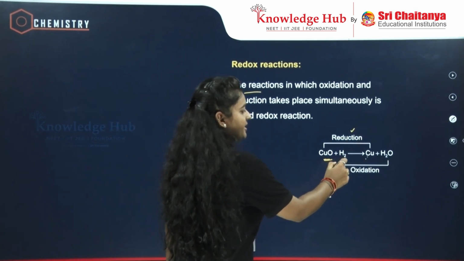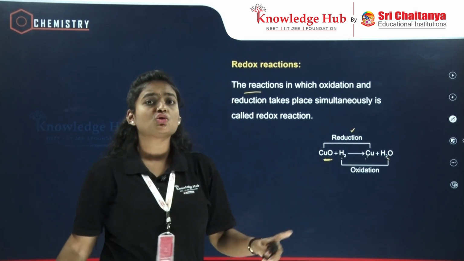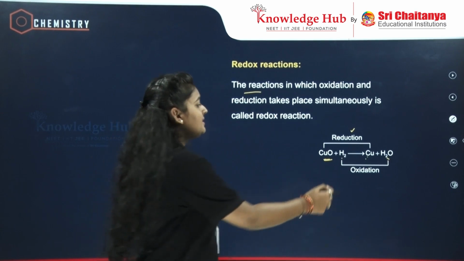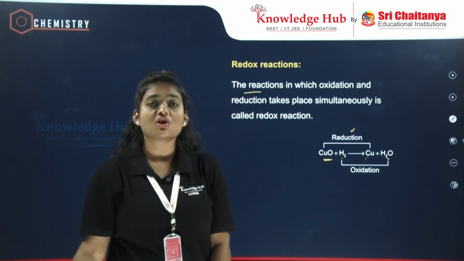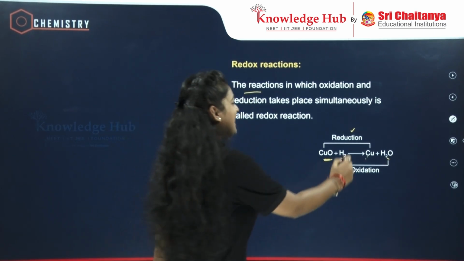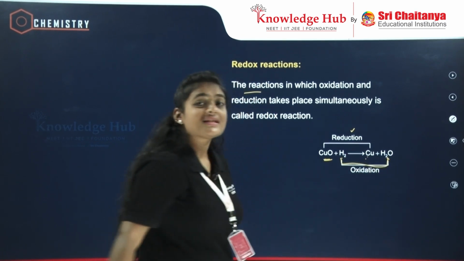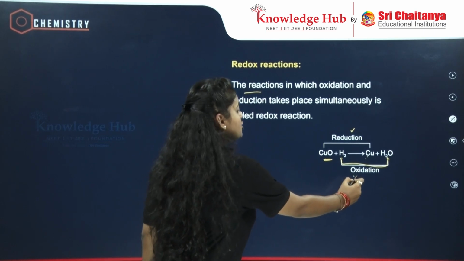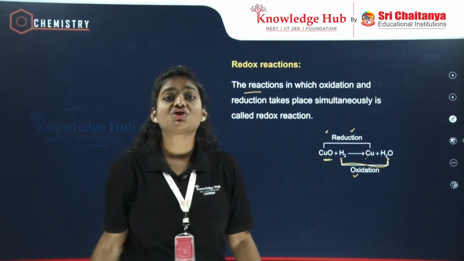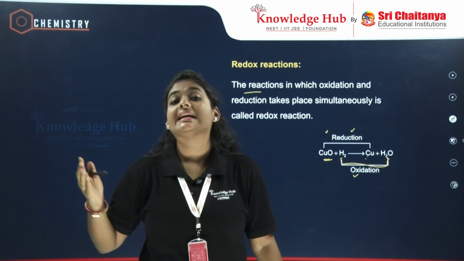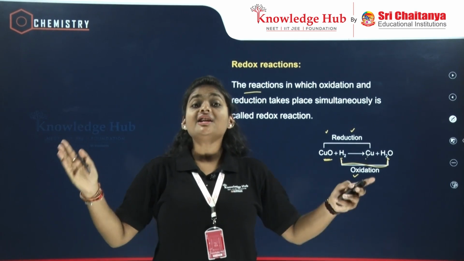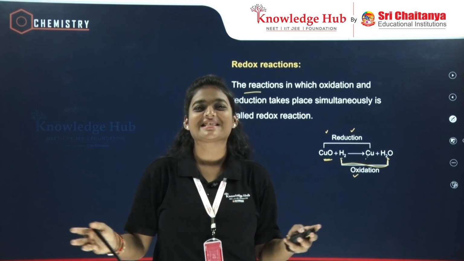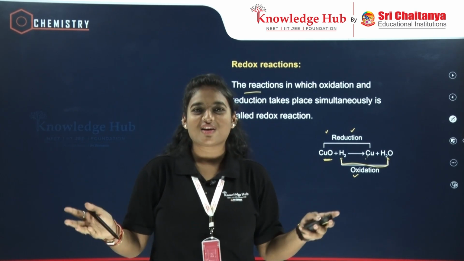See the next reactant. H2 is forming H2O. What is the difference between these two? There is addition of oxygen. What do you call addition of oxygen? It is called oxidation. Correct. So this is oxidation. So in this reaction you can clearly see that oxidation and reduction are occurring simultaneously. In any reaction, if oxidation and reduction are occurring simultaneously, then it is called a redox reaction.